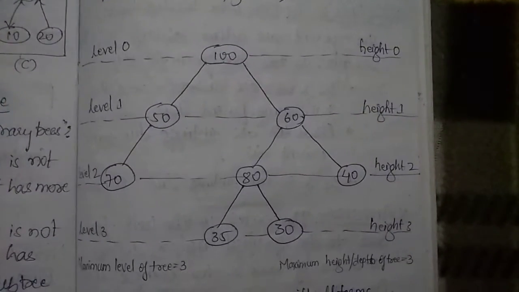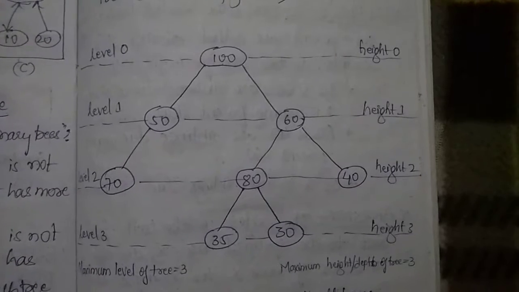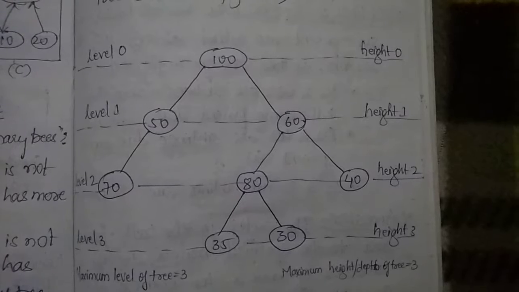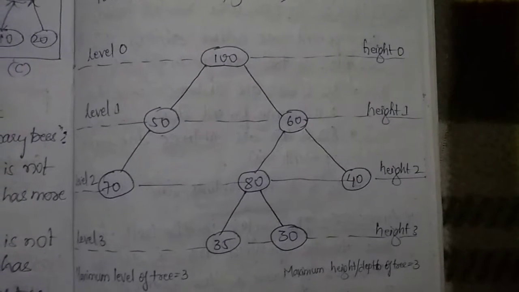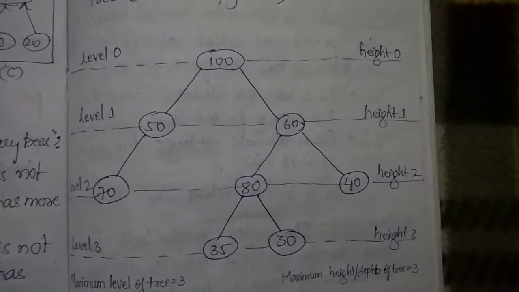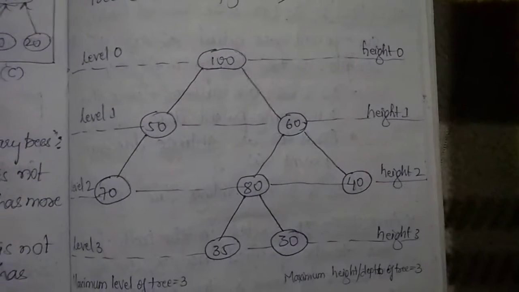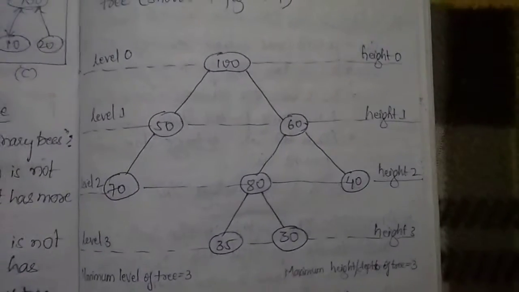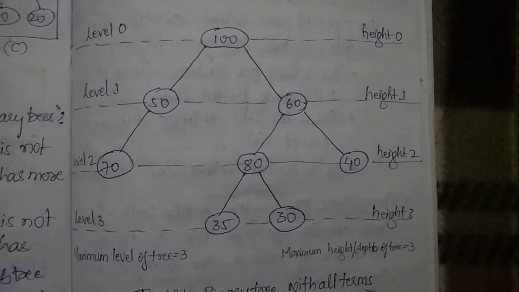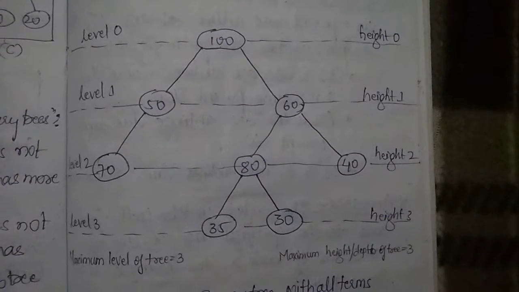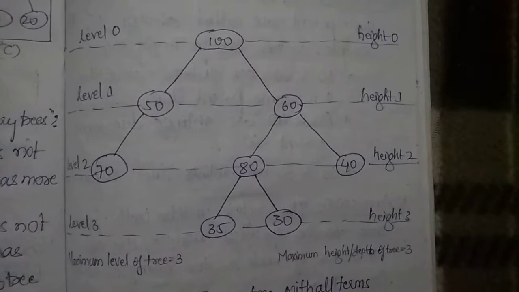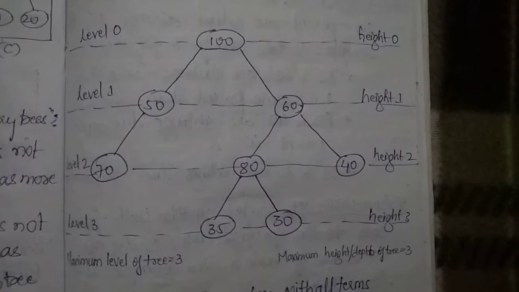Now let us see various terminologies associated with trees. The first one is the root node. The node with in-degree 0 is called the root node. It is the first node in the tree. For example, in the figure, 100 is the root node of the tree. The second terminology is the child. The nodes which are reachable from a node X using only one edge are called children of node X, and node X is the parent of all those children.